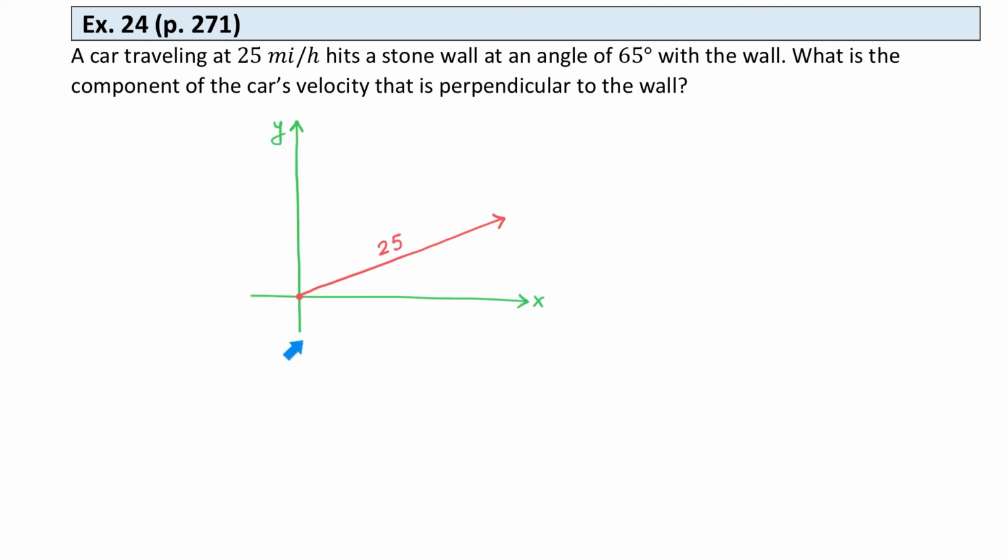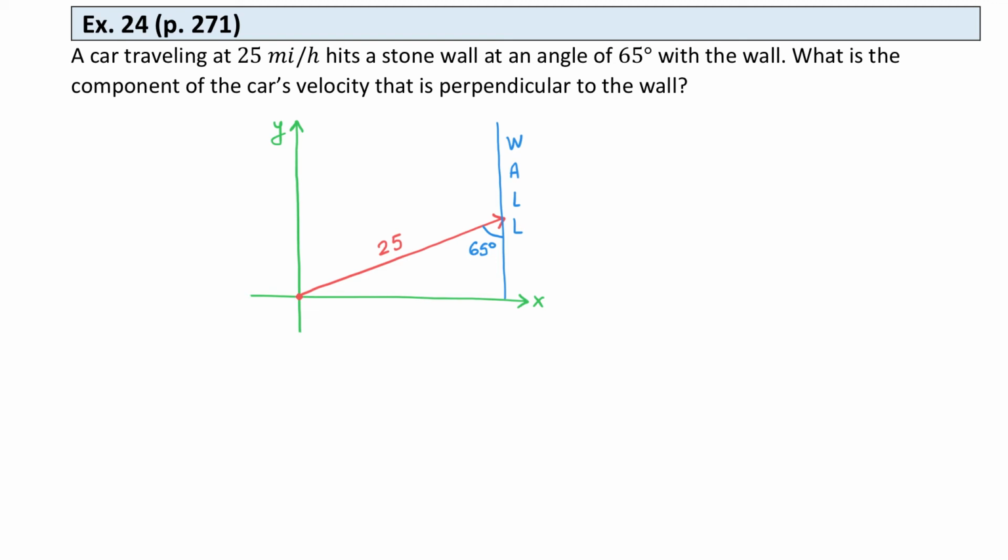So here we have the rectangular coordinate system and the vector that represents the velocity of the car. We know that the car hits a wall at an angle of 65 degrees. So to the right we will draw a wall, and the angle formed here will be 65 degrees. The problem is asking to find the component of the car's velocity that is perpendicular to the wall.